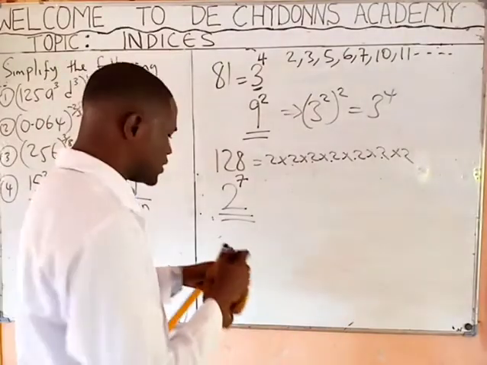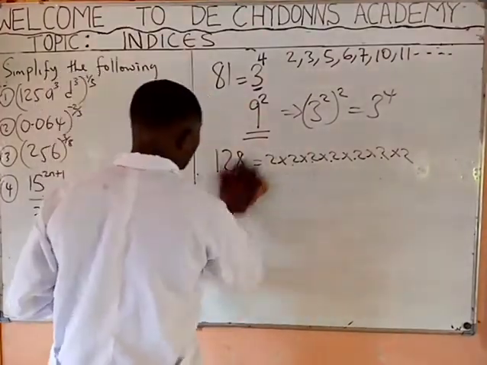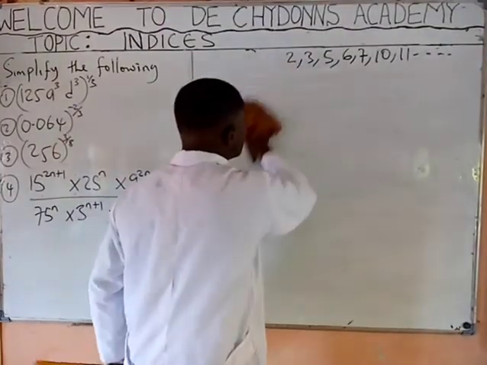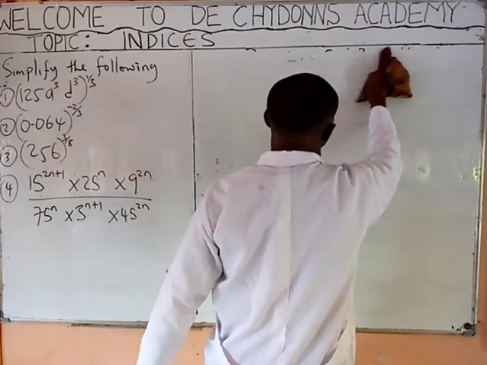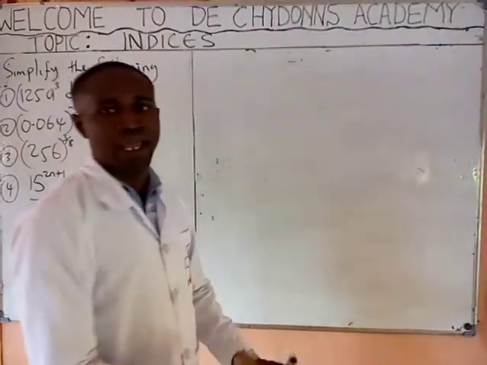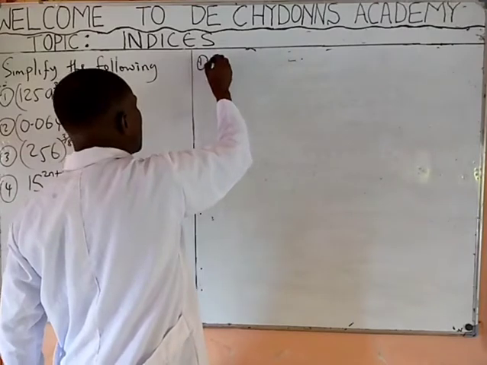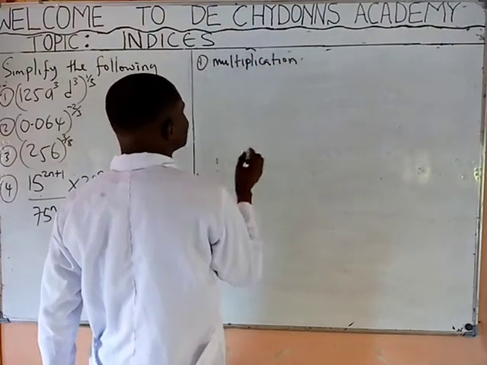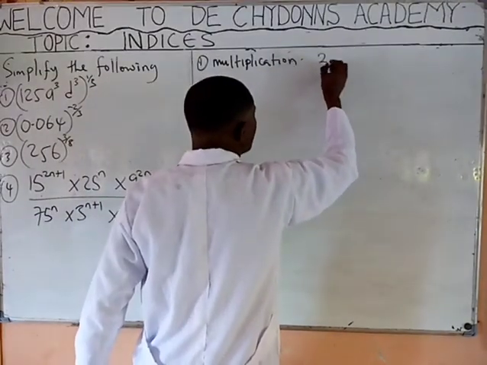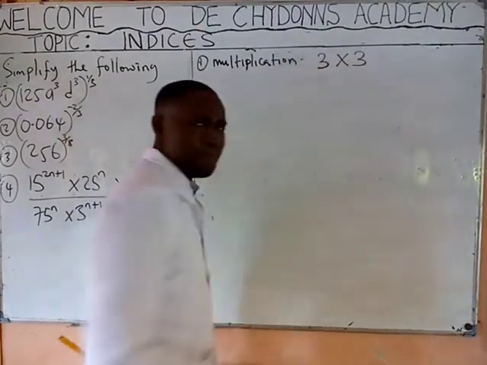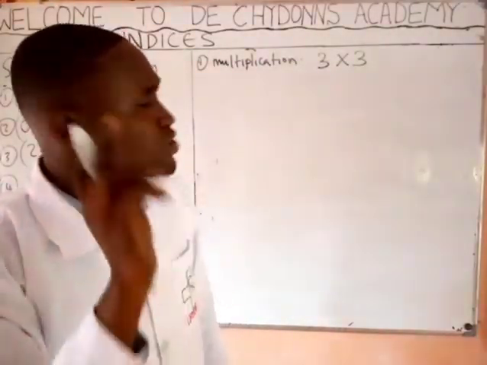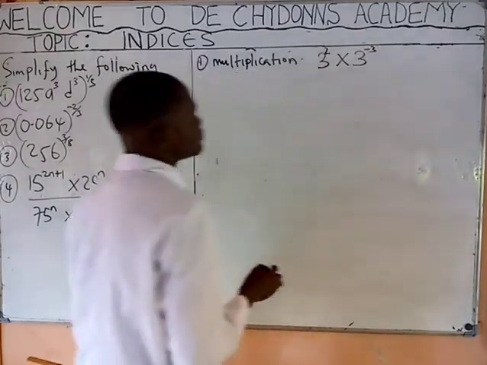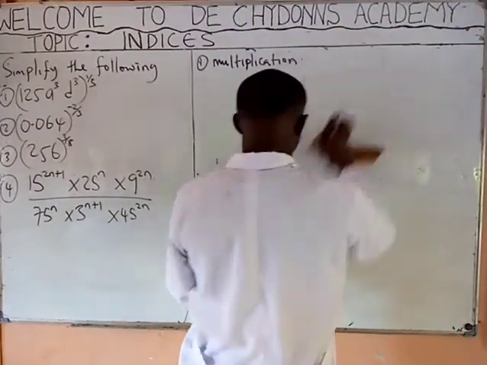There are so many ways the power of a number can appear, and as such we have lots of indices. One of them is what we call the multiplication law, which says that when you have two numbers of the same base with powers, let's say we have it this way: two numbers of the same base with their powers.